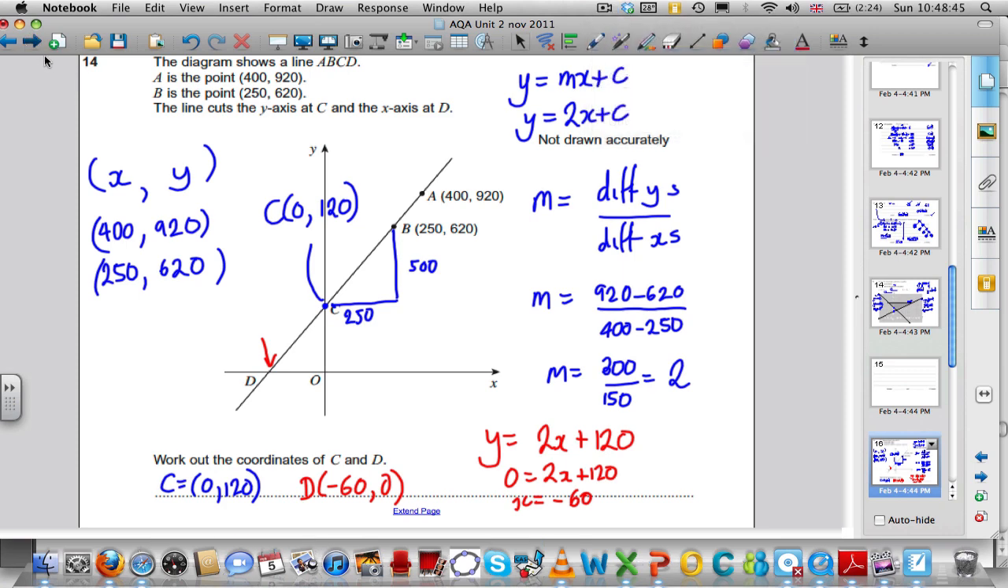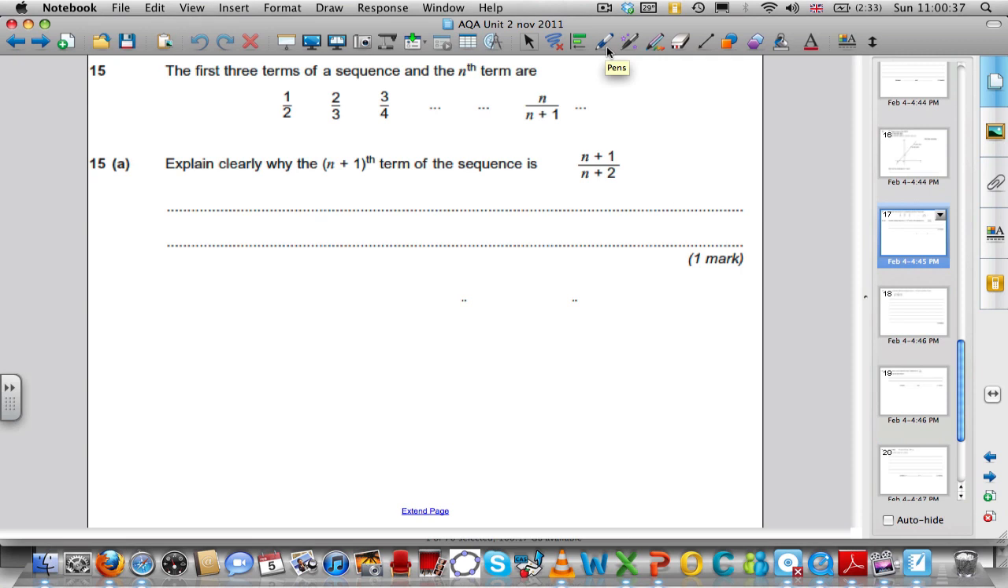Okay, next question. 15 says that the first 3 terms of a sequence are a half, 2/3 and 3/4, and the nth term is n over n plus 1. A quick analysis of this sequence to see what's going on. The numerators are going up by 1 each time. The denominators are going up by 1 each time. And the denominator is always 1 bigger than the numerator. It's easy, this sequence to work. The nth term is n over n plus 1.